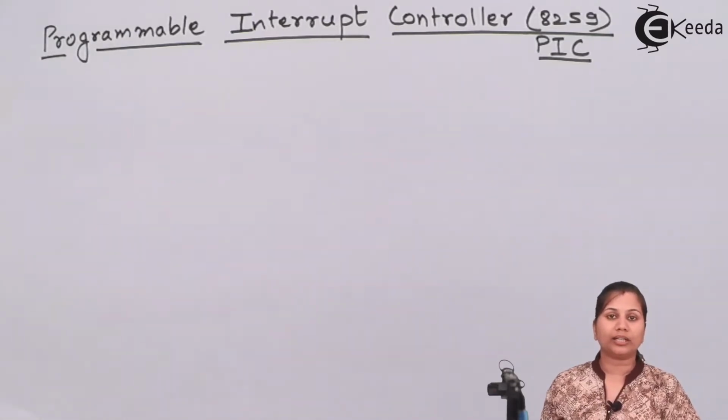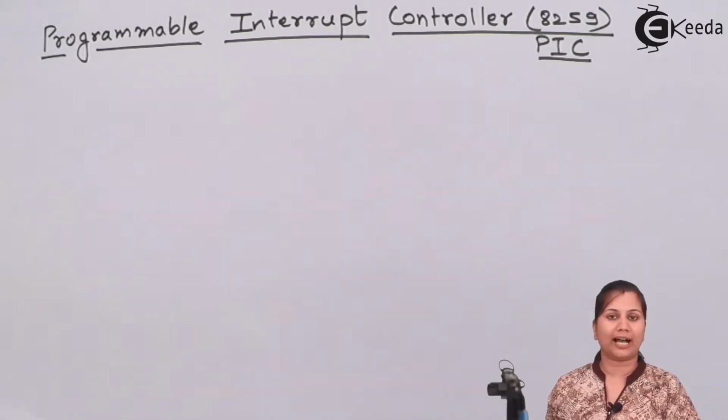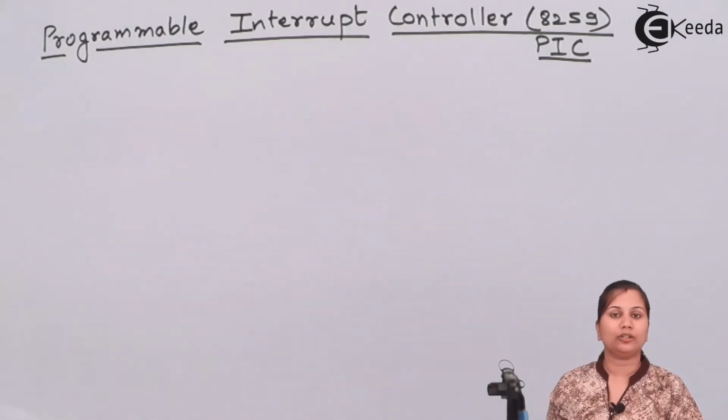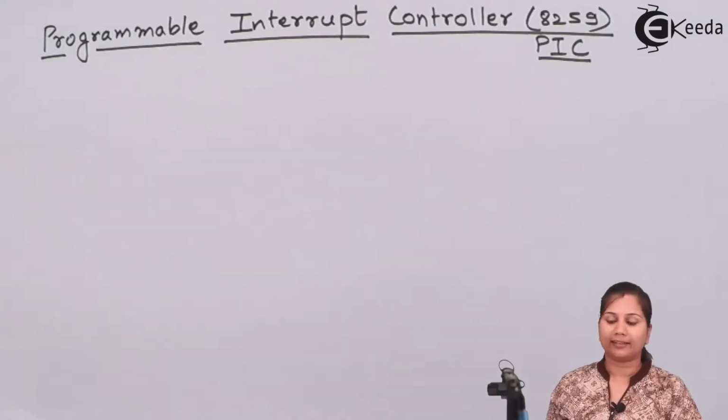And this controller handles functions like taking care of the priorities of the interrupts, that is, which interrupt has the highest priority and which has the lowest priority, and also the type of interrupt which is given to the microprocessor. So all the tasks related to interrupt operations in multiple interrupt systems are handled by the programmable interrupt controller 8259.